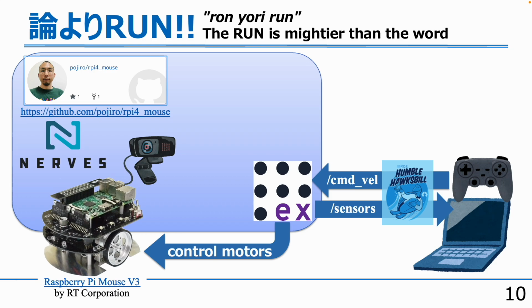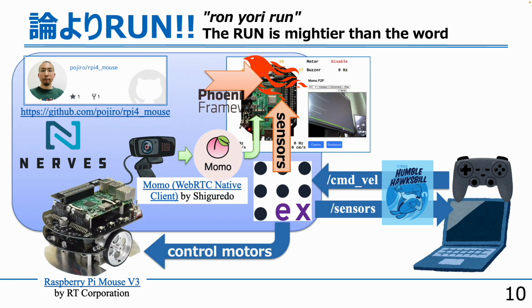Now, I want to show the demonstration of RCLEX on Nerves. We use Raspberry Pi Mouse V3 as a mobile robot. RCLEX on Nerves is installed on the Raspberry Pi 4 mounted on the robot. The USB camera is also mounted on the Raspberry Pi Mouse. We can control the robot by publishing the cmd_vel topic from a joypad, and we can also subscribe to sensors on an Ubuntu ROS laptop.